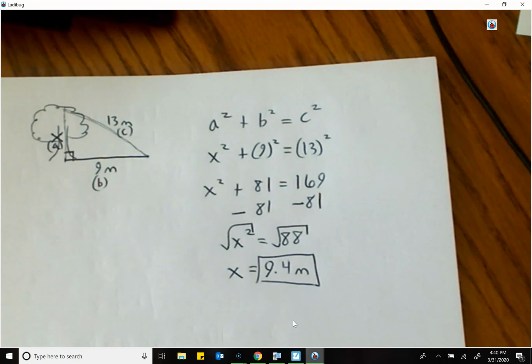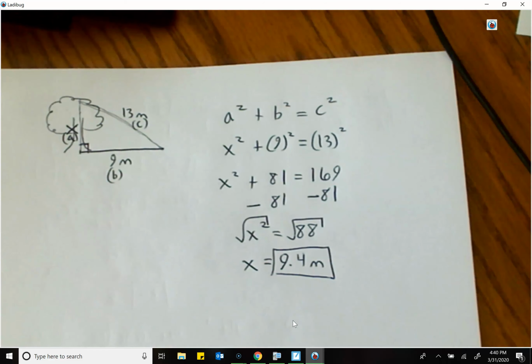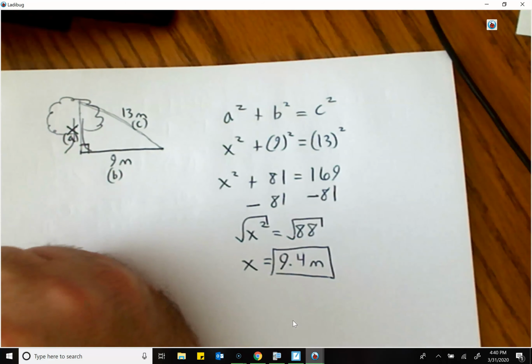That's how tall the flagpole is. Or in my case, I drew a tree. All the same. Okay? There's 19. And last but not least, problem number 20.